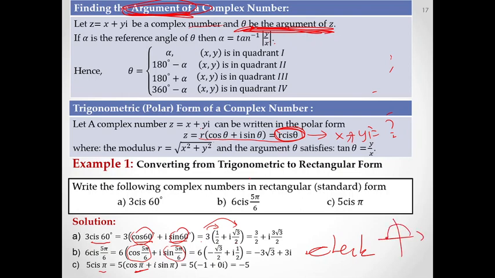This is my method here. I'm all the time using the unit circle. It's cosine 180, comma sine 180 is here. So this is like minus 1, 0. So cosine 180 will be equal to minus 1. This will be 0, and we will get minus 5.